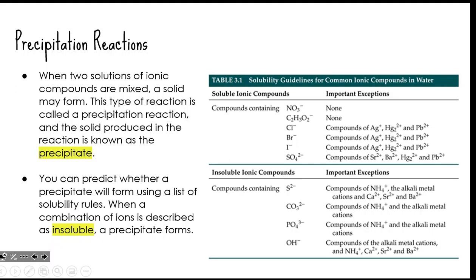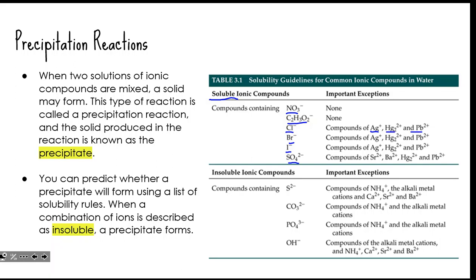precipitate out. So here, once again, soluble means that it's going to stay dissolved in water, that it will not form the solid, it will not precipitate out. And the most notable ones, of course, nitrates and acetates are always soluble. They never form precipitates. Chlorides, bromides, iodides, and sulfates, most of them are soluble.